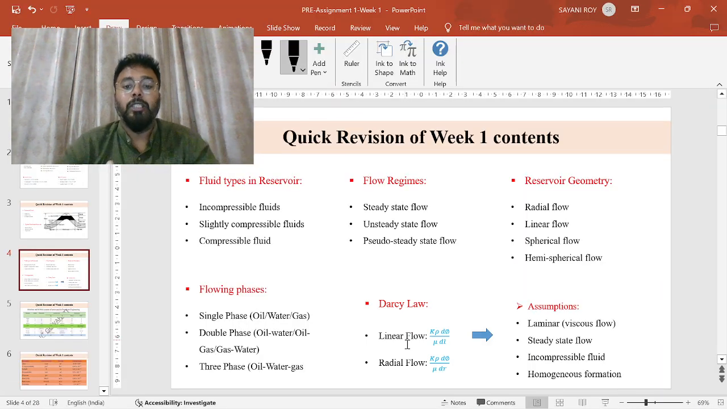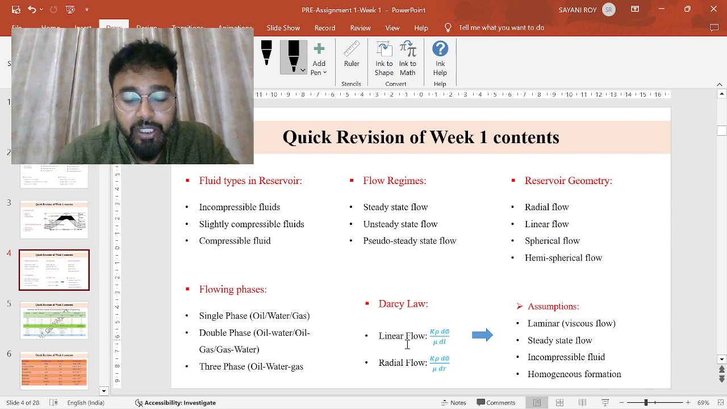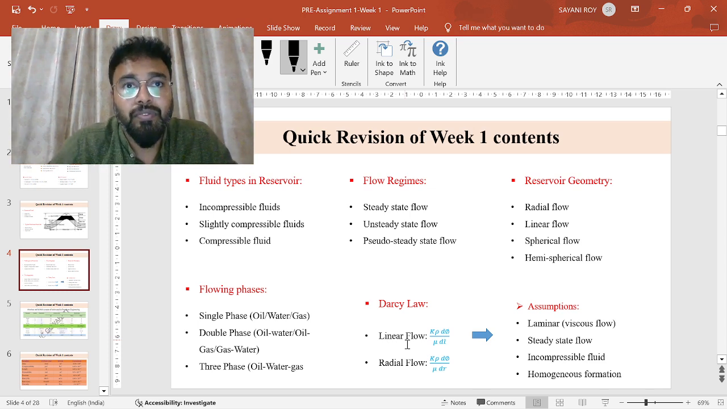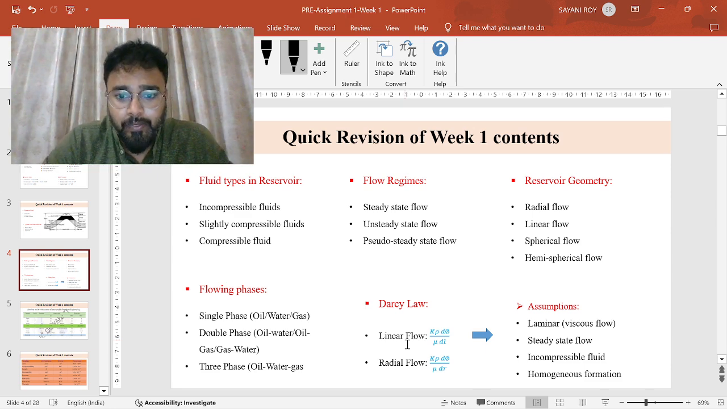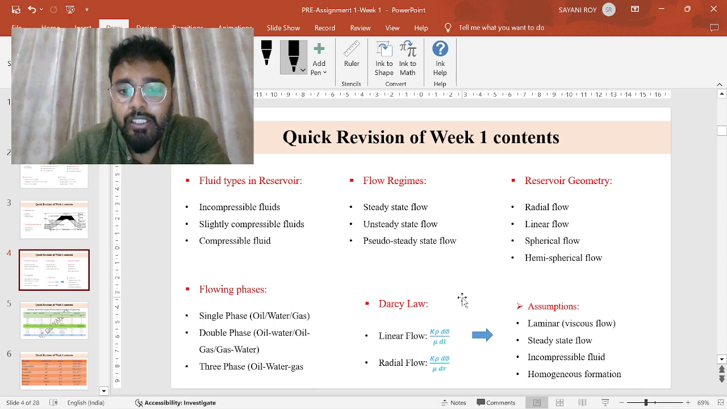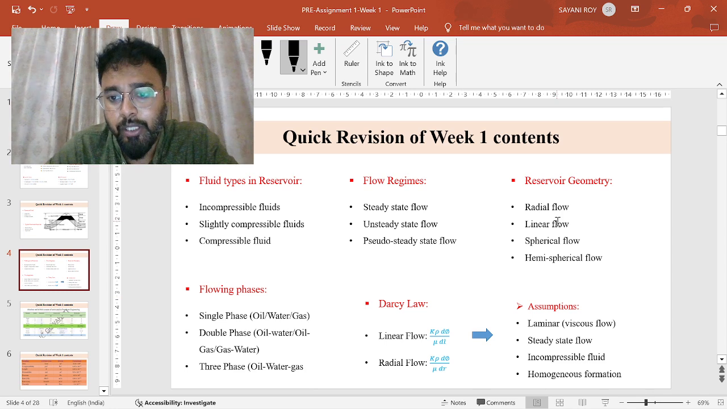So the flow regimes are steady state, unsteady state, and pseudo steady state. In steady state, the pressure is constant with time. In unsteady state, the pressure decreases with time, and in pseudo steady state, the pressure is a function of the distance. I won't go into these details. It will take much time because I need to solve the equation also, and hopefully you have done all this in your classes. Next, we'll continue to reservoir geometry.